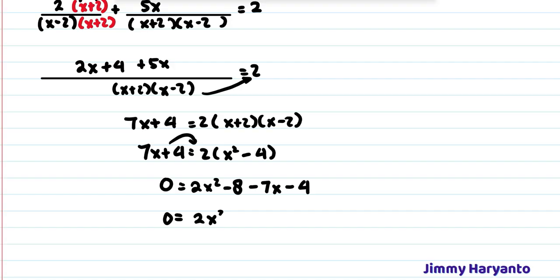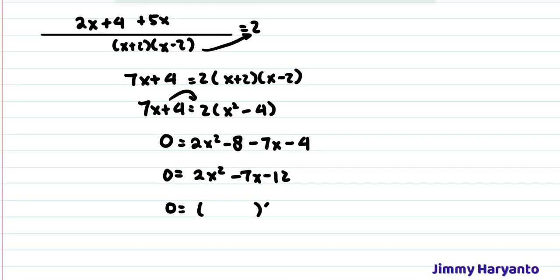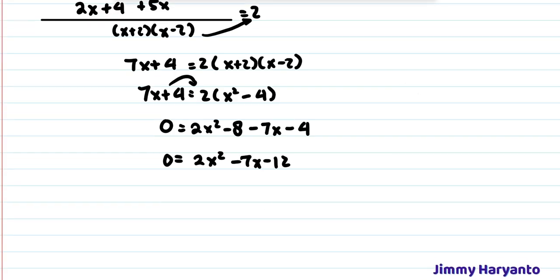Okay, so 2x squared minus 7x minus 12, and then I think you can factorize this one also. 2x, 4 and 3 cannot, 6 and 2 cannot, 4 and 3 cannot, 1 and 12 also cannot. That means we don't have any choice but to solve this using the quadratic formula or completing the square. I will choose the quadratic formula.